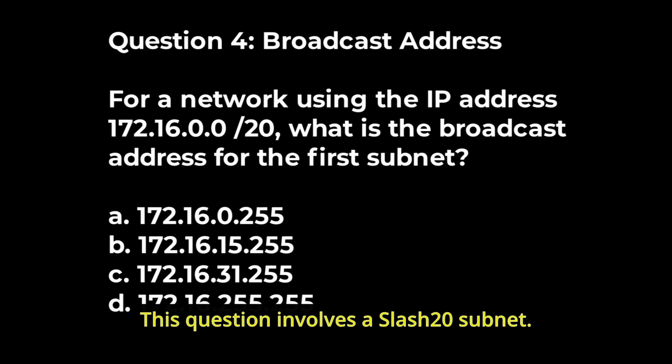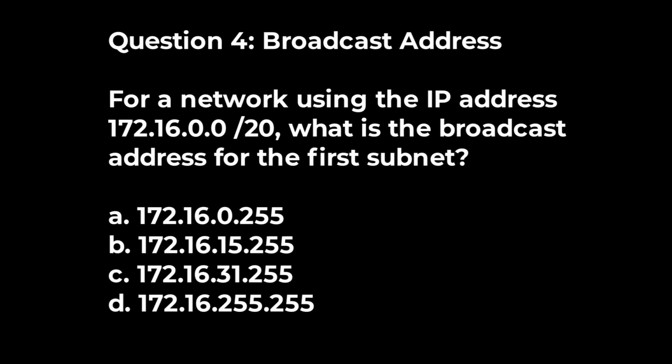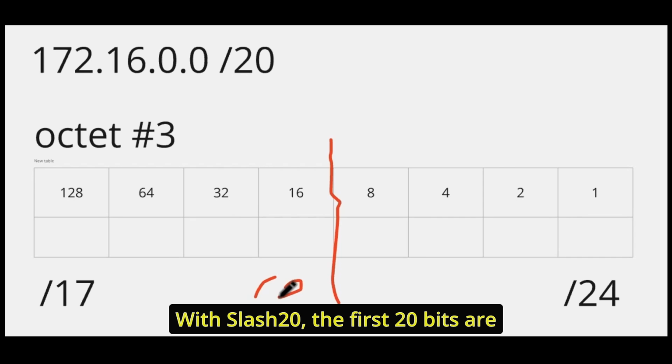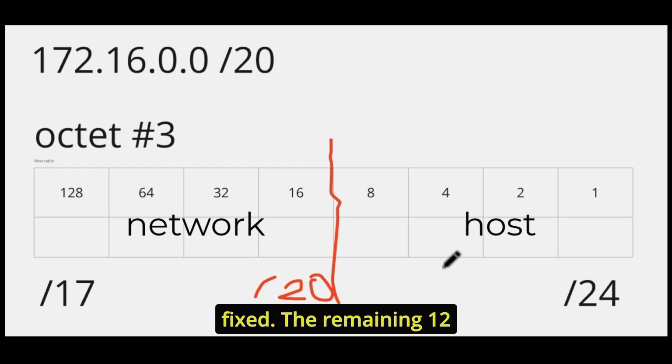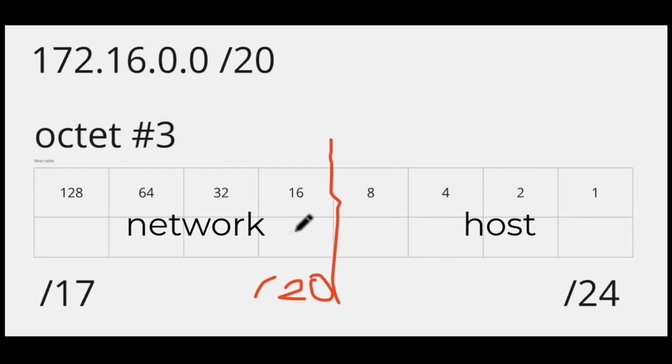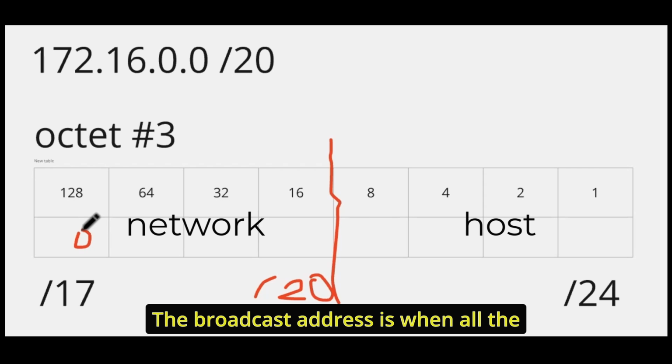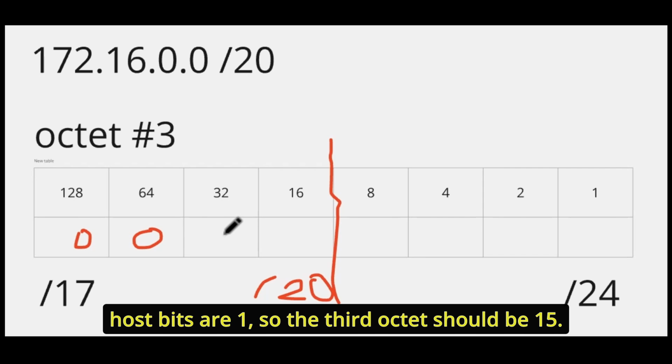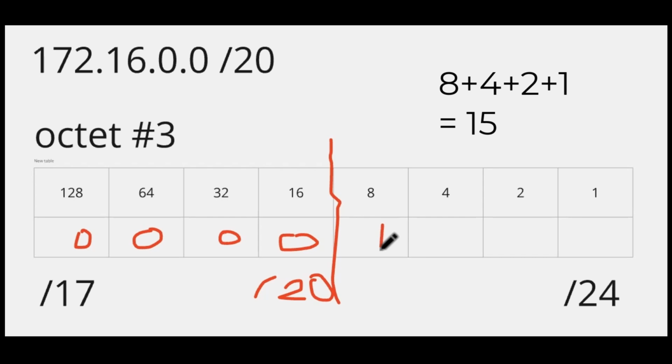This question involves a /20 subnet. This notation affects the third octet. Let's look at how this works. With /20, the first 20 bits are fixed. The remaining 12 bits are for the host part. The broadcast address is when all the host bits are 1, so the third octet should be 15. The answer is B.